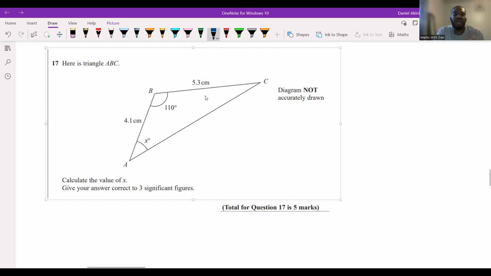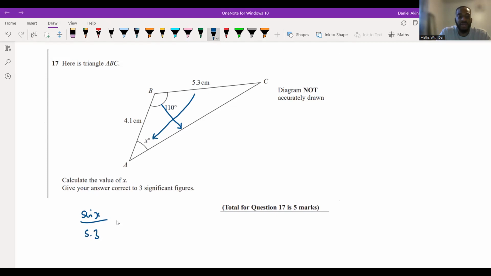What I can see straight away is that if I've got the angle x here, I've got the opposite side, which is 5.3. And then I've got this one here, 110, but I don't know this side. So I'm thinking of the sine rule, aren't I? Because I've got the angle x, which I'm looking for, sine x, divided by the side opposite, which is 5.3, and then equal to that angle, sine 110, divided by the side. However, we don't know this side here.